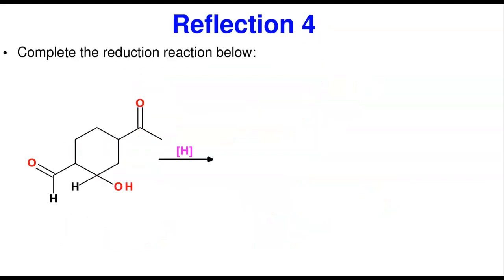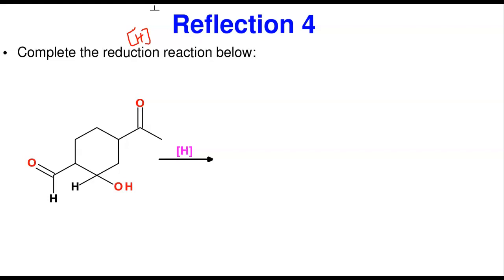All right, we go to the next reflection question. It says complete the reduction reaction below. Again, remember, anytime you see reduction, you're always going to see me use hydrogen. Oxidation will always be O. Don't forget that. I said this when we started talking about this class in the review module. So now let's see what happens here.